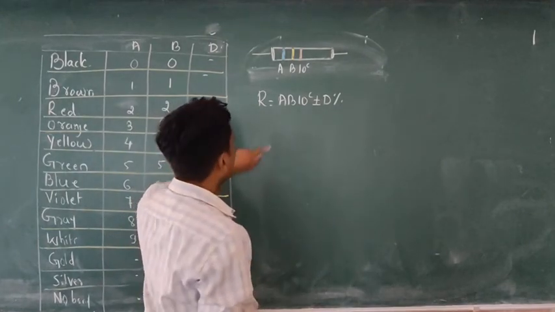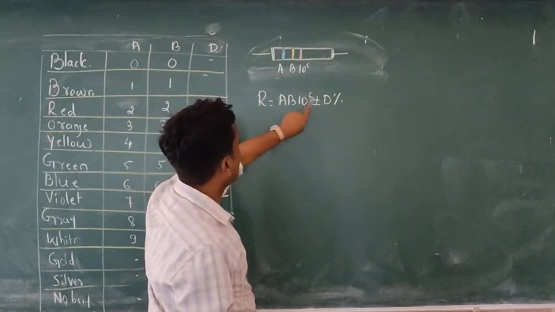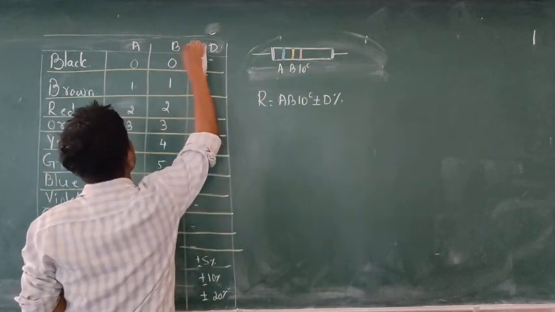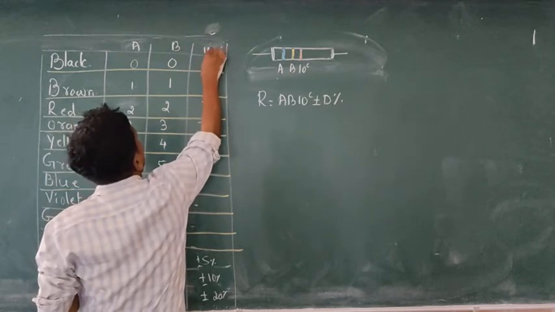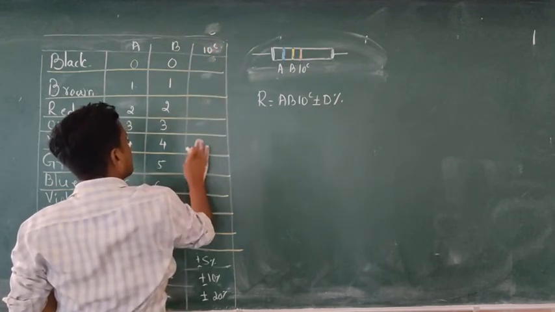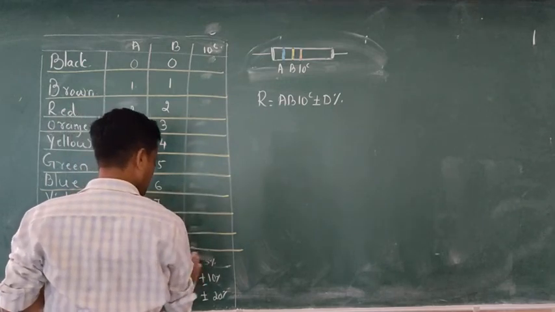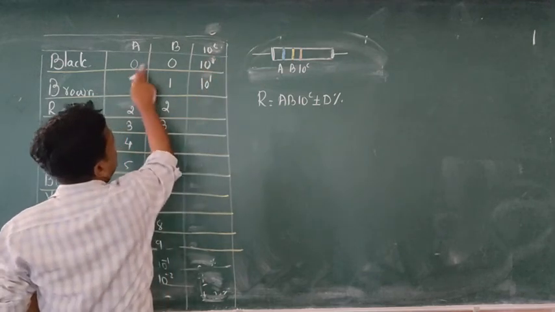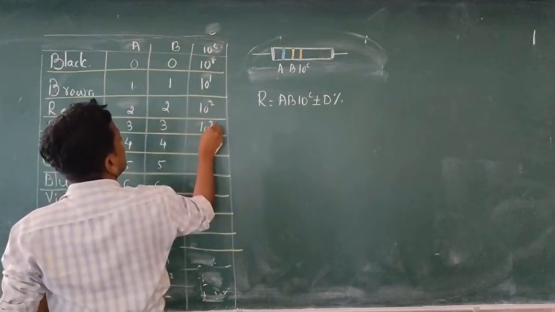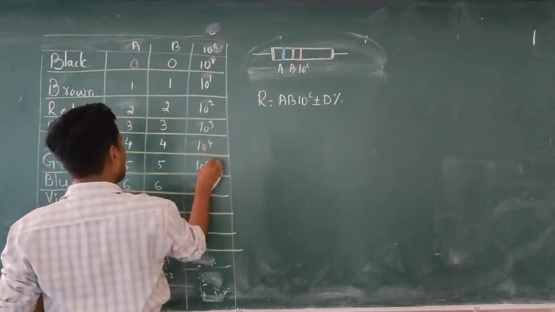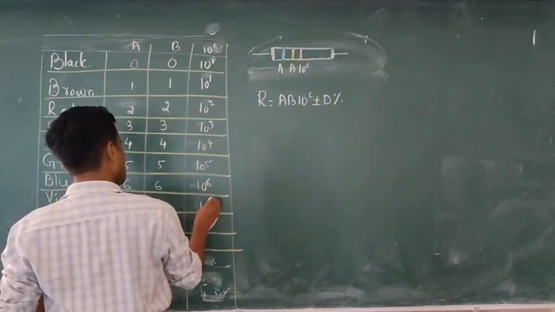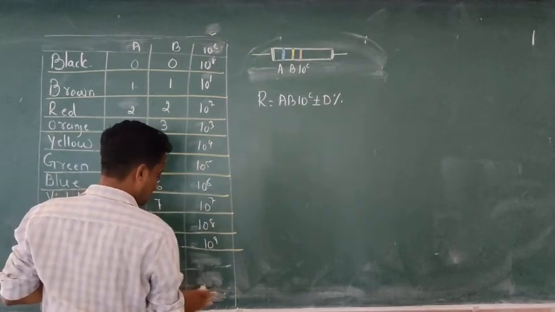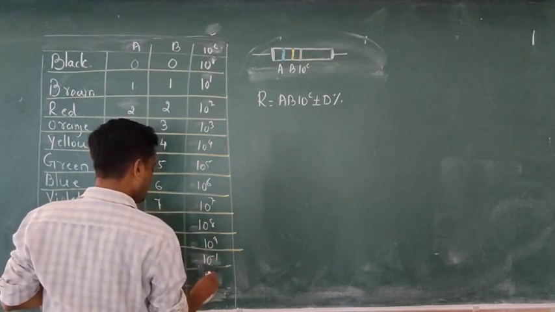Then to calculate, that is 10 to the power C. Here 10 to the power C means 10 to the power 0, 10 to the power 1, 10 to the power 2, 10 to the power 3, 10 to the power 4, 10 to the power 5, 10 to the power 6, 10 to the power 7, 10 to the power 8, 10 to the power 9. Then you have to shift here to 10 to the power minus 1, 10 to the power minus 2, like this.